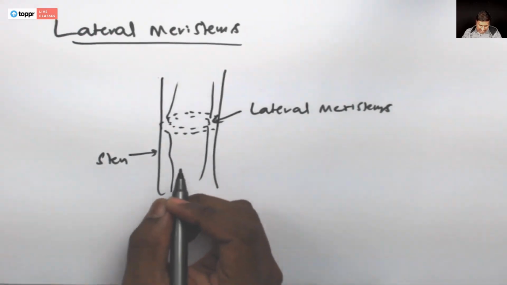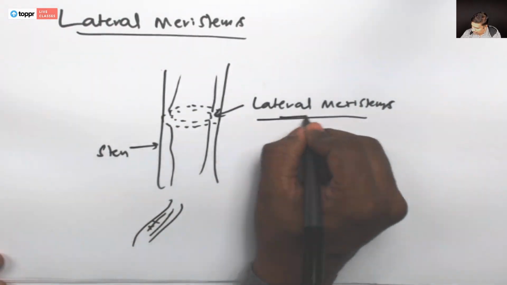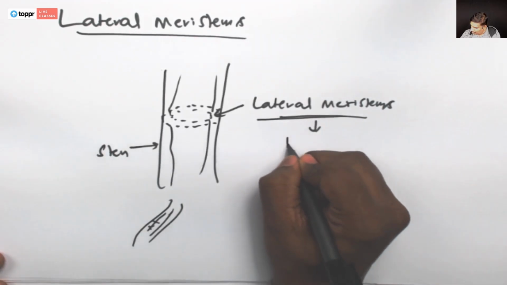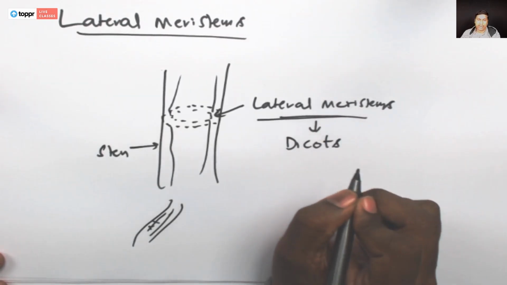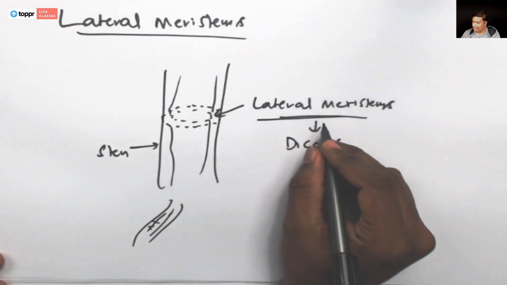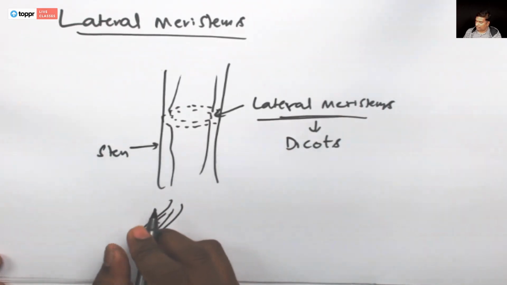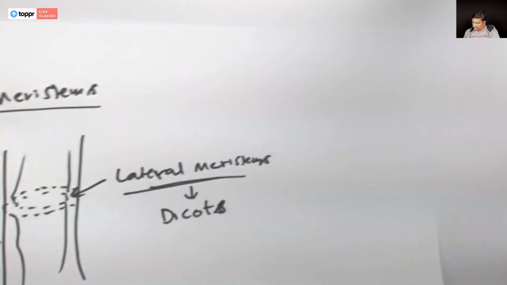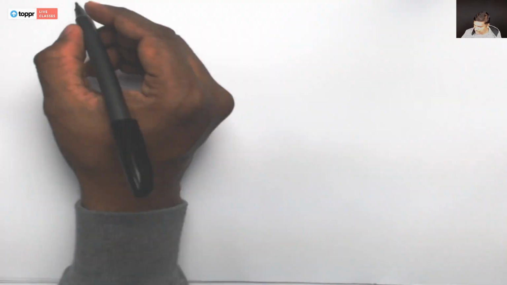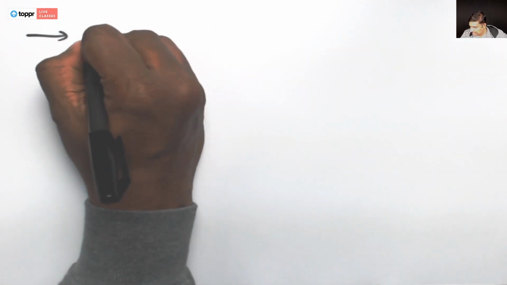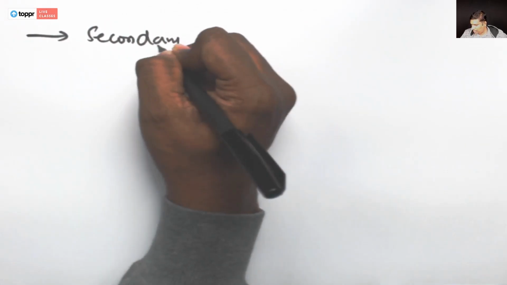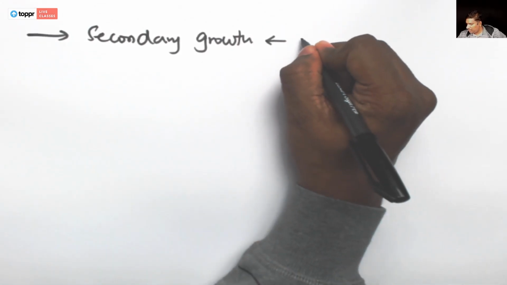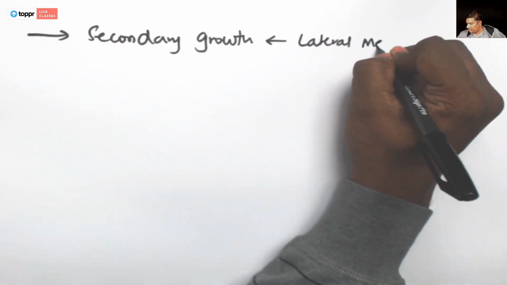One important thing to remember here is that these lateral meristems are found only in the dicotyledon plants. You don't see the lateral meristems in the monocots. You see them only in the dicots. And these lateral meristems are the ones responsible for secondary growth.